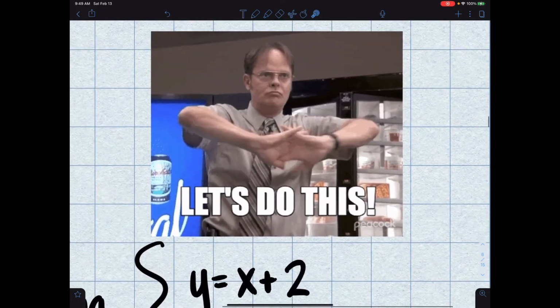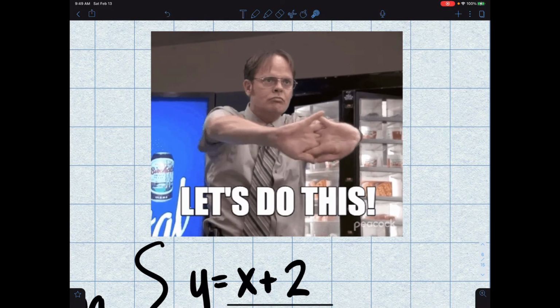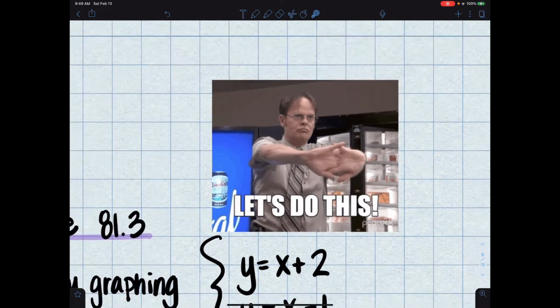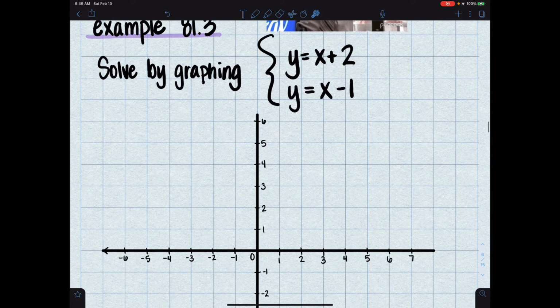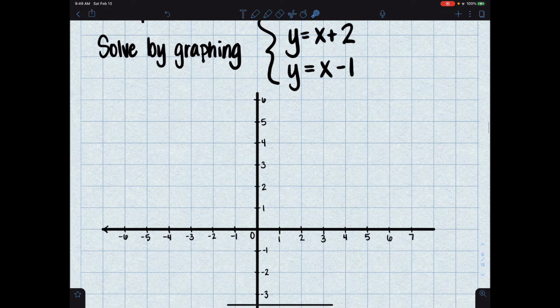All right, you're getting the hang of this now, right? You're probably feeling confident, like, let's do this. But you know these examples just get harder and harder. Okay, they want us to solve this one by graphing.